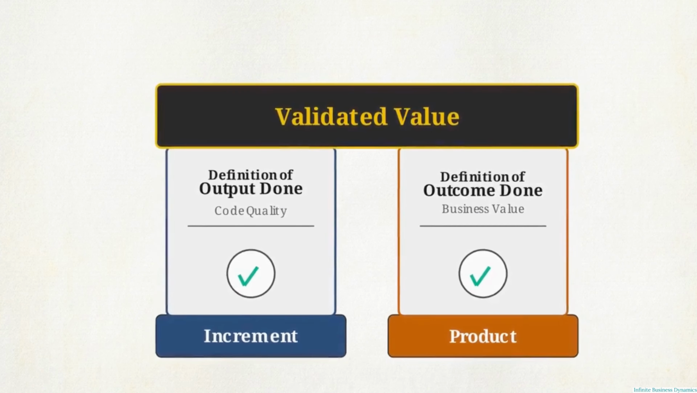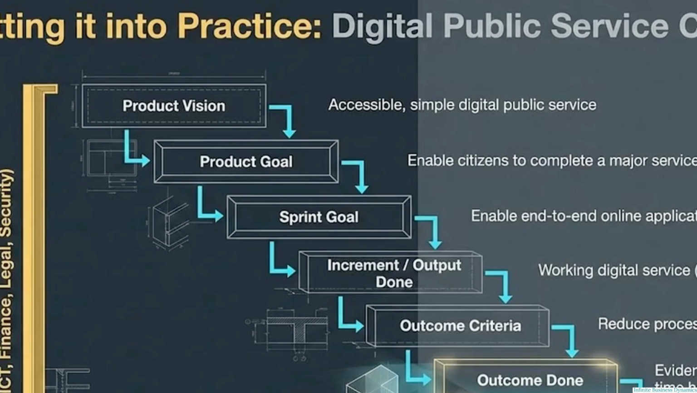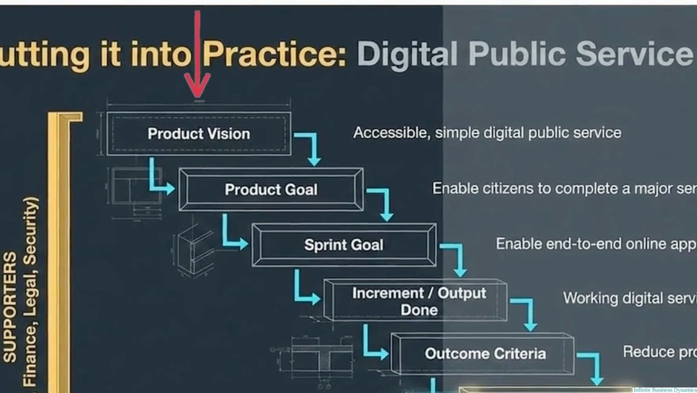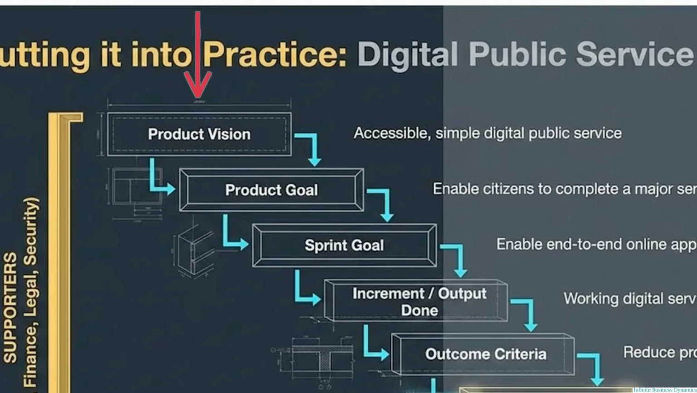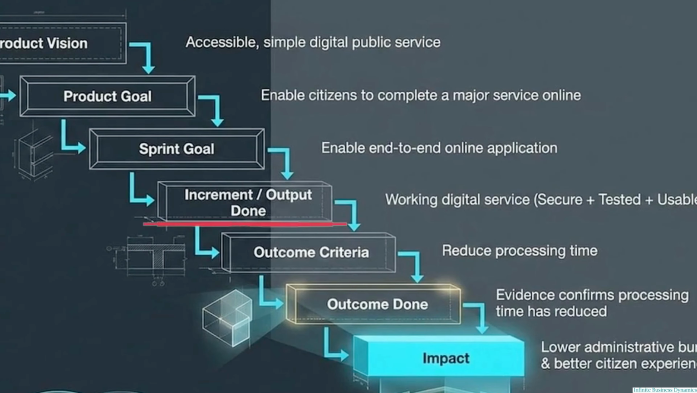Let's anchor this architecture to a concrete scenario, like a government team developing a digital public service. This cascading staircase traces the lifecycle of a single feature through the expanded framework. The broad product vision dictates the product goal, which drives the creation of the near-term sprint goal and the actual software increment. At the definition of output done step, we verify that the digital service is secure, tested, compliant, and usable.